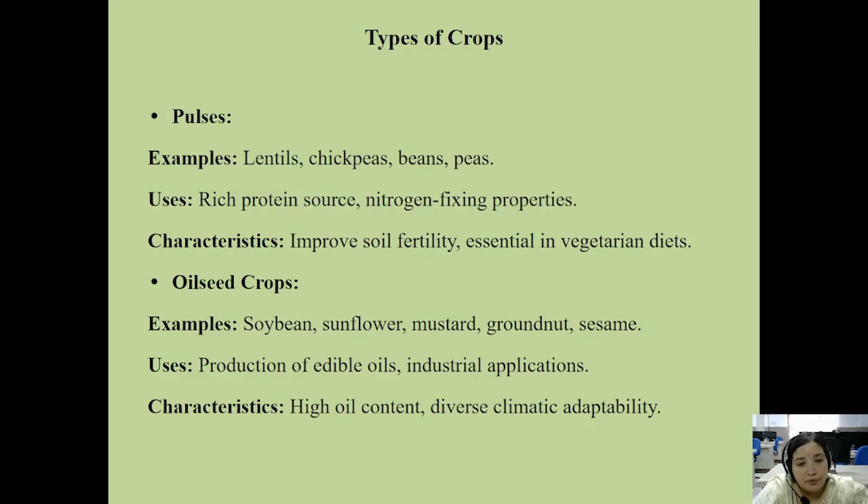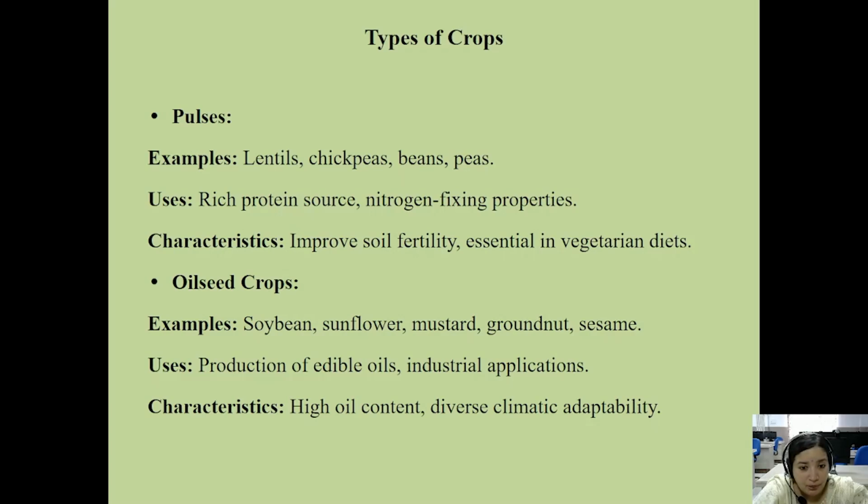And uses of oil seed crops are production of edible oils and industrial applications, and characteristics are high oil content and diverse climatic adaptability. So these are the characteristics of oil seed crops, and examples are soybean, sunflower, mustard seeds, groundnut seeds, sesame seeds. And the use is production of edible oils.